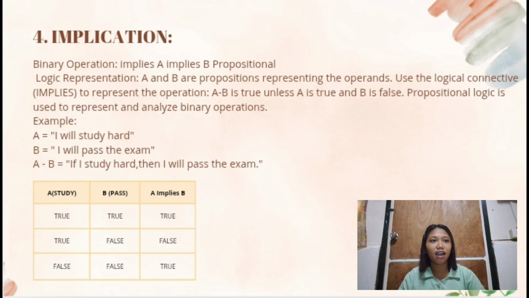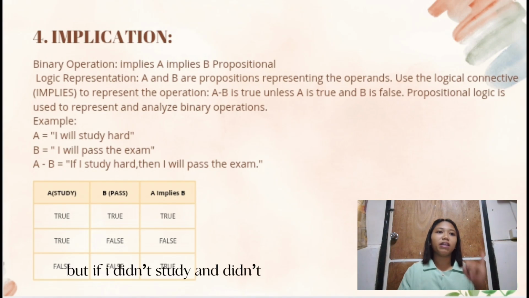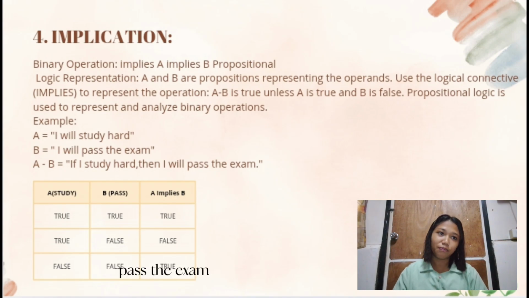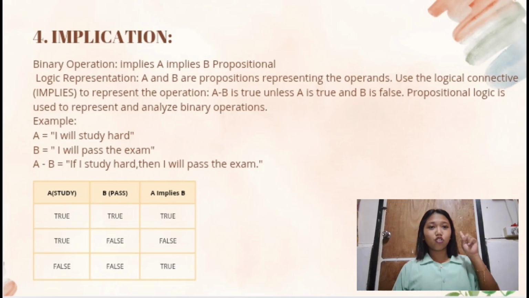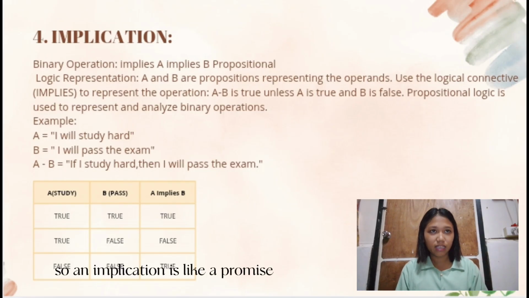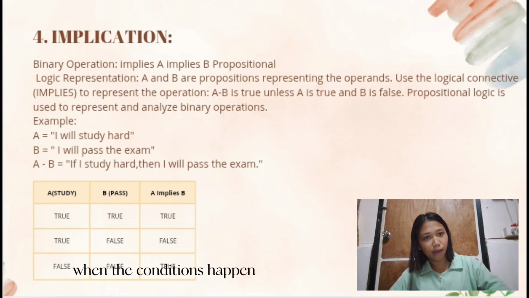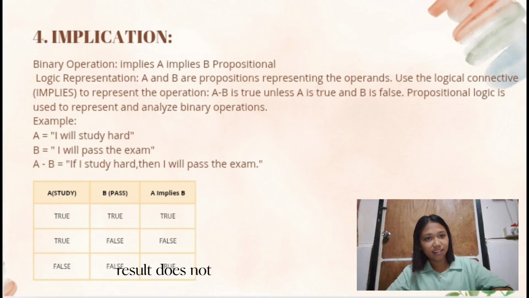If I study and pass the exam, then it is true. But if I study and fail the exam, then it is false because it is a contradiction. But if I didn't study and didn't pass the exam, the statement is not broken. So an implication is like a promise. It only fails when the condition happens but the result does not.